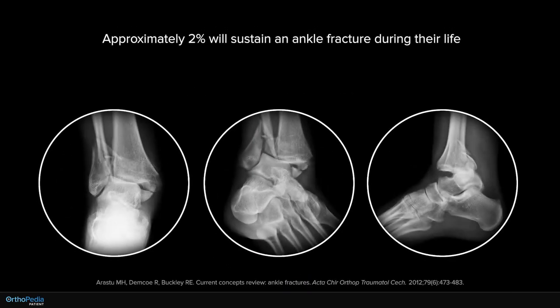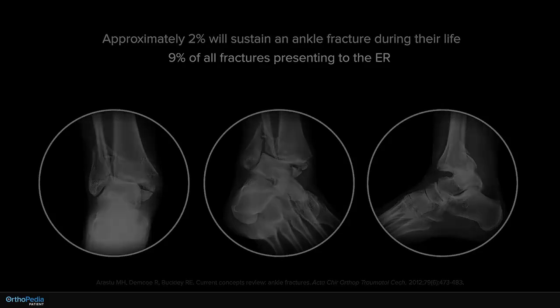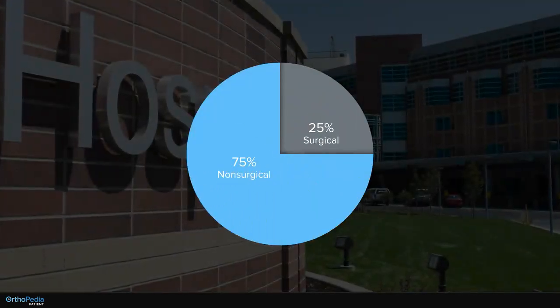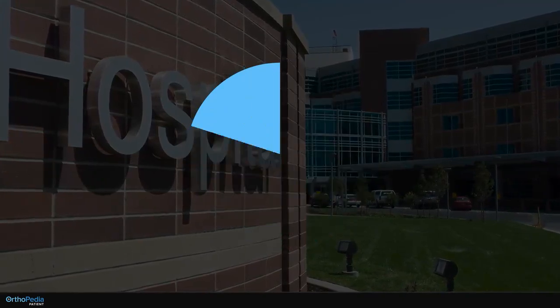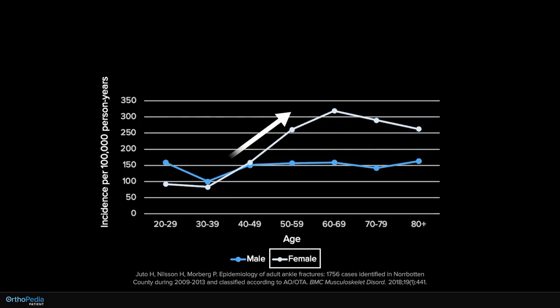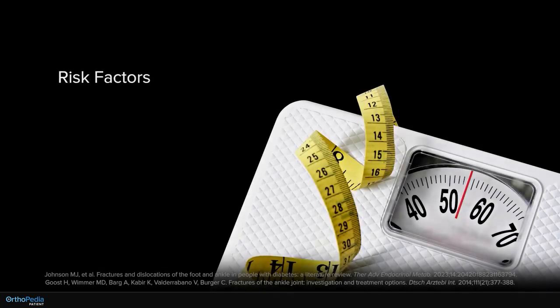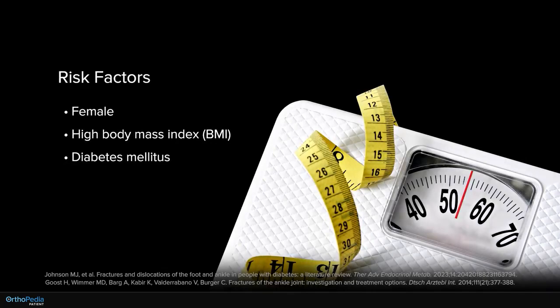Approximately 2% of the population will sustain an ankle fracture during their lifetime. Ankle fractures represent 9% of all fractures that present to the emergency room, with 25% of those requiring surgery. Females have a higher risk, especially as they age, to sustain an ankle fracture compared to males. Other risk factors include higher body mass index and diabetes.